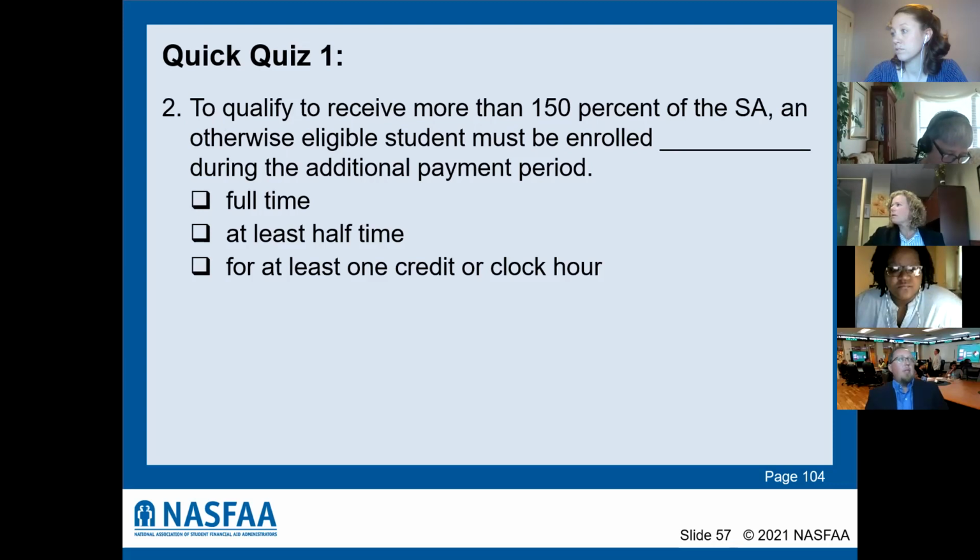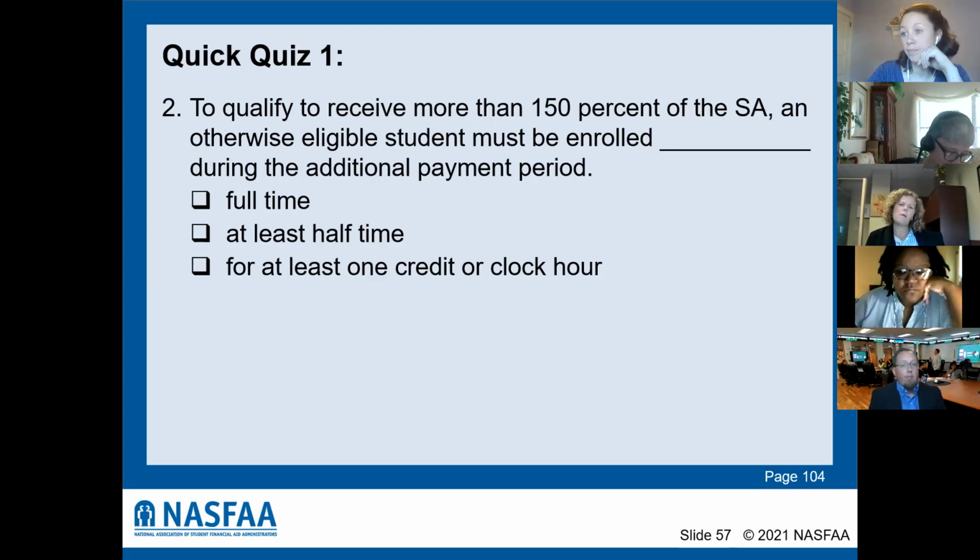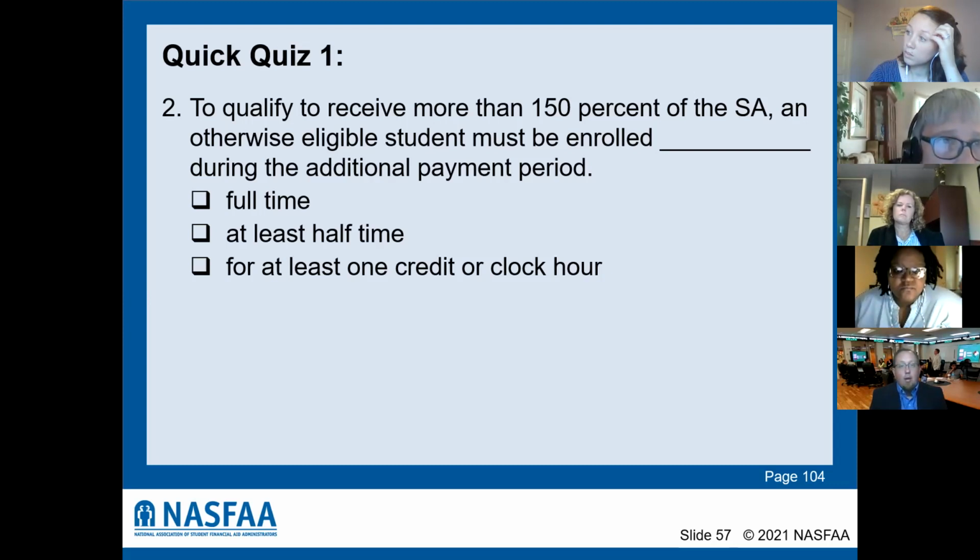All right, next one. To qualify to receive more than 150% of the SA, an otherwise eligible student must be enrolled blank during the additional payment period. Just do A, B, or C in the chat box here. A would be full-time, B would be at least half-time, and C for at least 1 credit or credit clock hour. I see a majority of B's out there. You guys are right. B takes it. You have to have at least half-time. Good job, everyone.